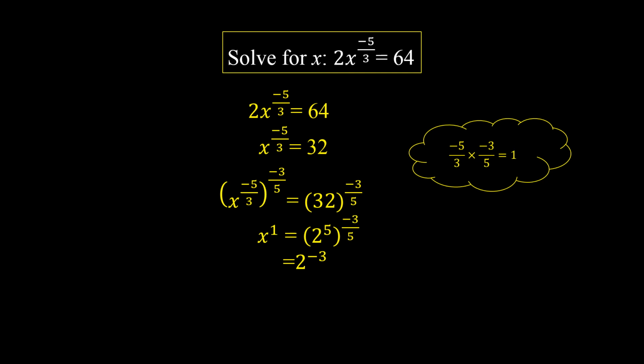But if the question does not insist on no calculator, if we are allowed to use the calculator, you can straight away use it at the point where we have 32 to the power minus 3 over 5. You will get 1 over 8 as your answer.